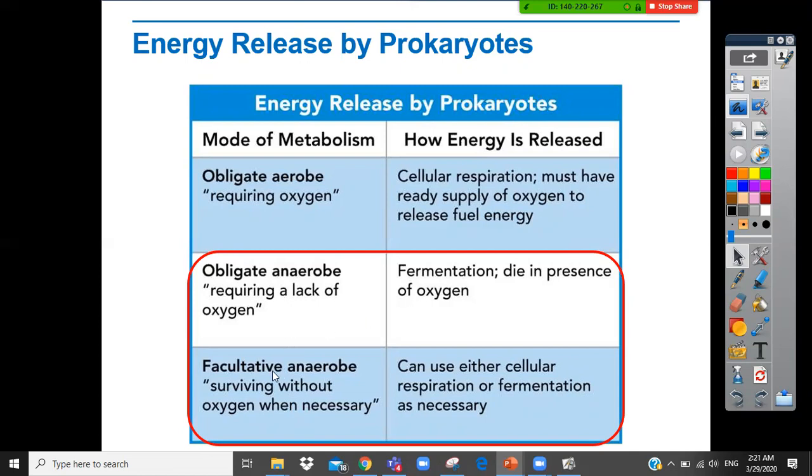The last one are the facultative anaerobic, which survive without oxygen, but also if oxygen is present, they will not die like the obligate anaerobic. They can use either cellular respiration or fermentation.